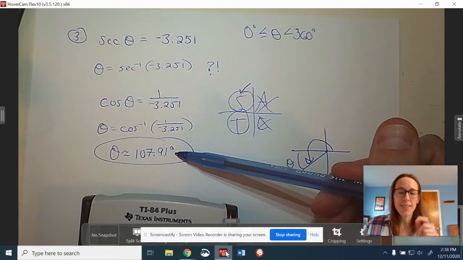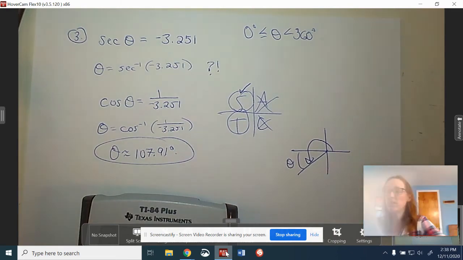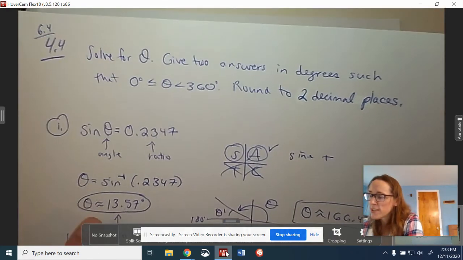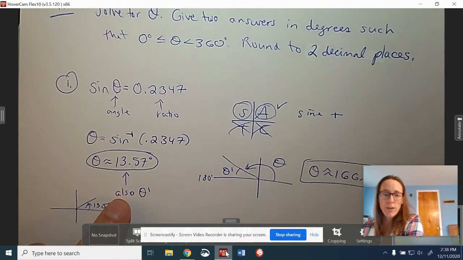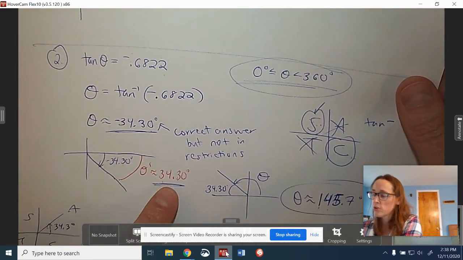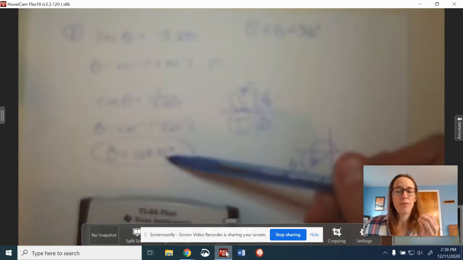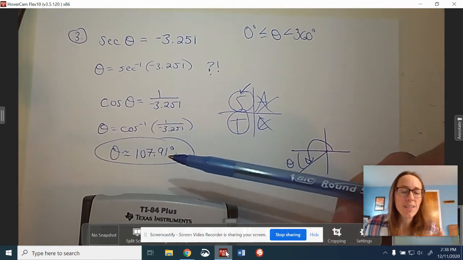Why can't I use this itself as a reference angle? How come 107.91 is not the reference angle? Because in the last example it was. Look, in the first example, the angle we got was the reference angle. In the second example, the angle we got, we just took the absolute value. This cannot be the reference angle. Why not? Because it's obtuse.